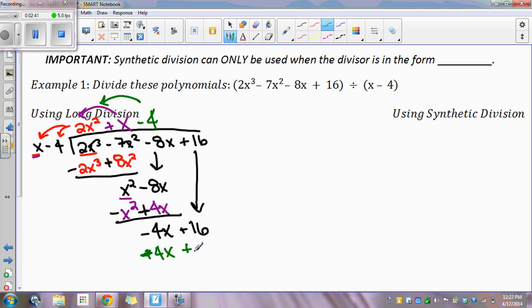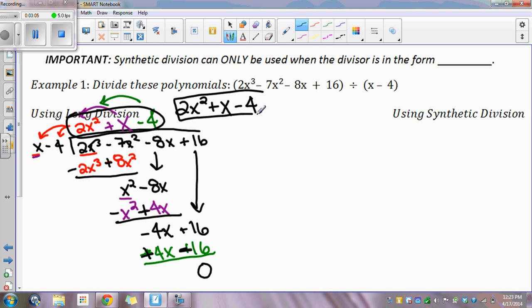And positive 16. But when we subtract, we have to switch those signs. So this does become a positive, and this is a negative. And both of those terms go away. We have 0 as a remainder. And our final answer is right up here at the top, 2x squared plus x minus 4. Okay, that's long division. That's comfortable, we got that.